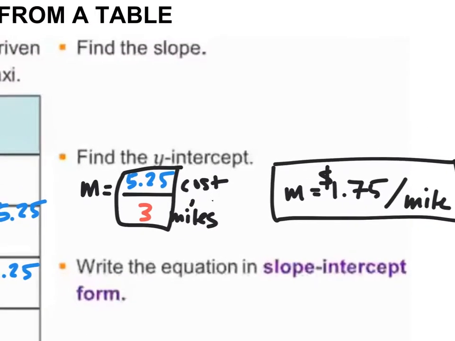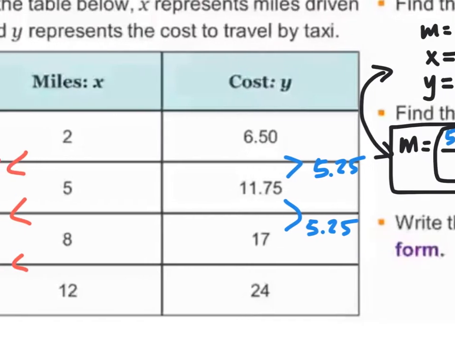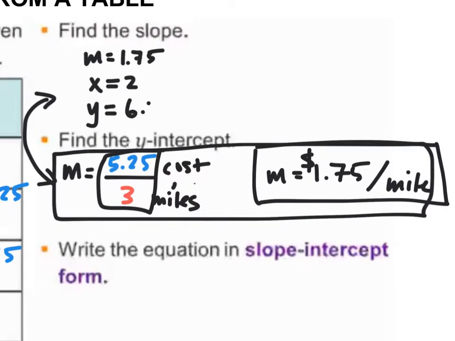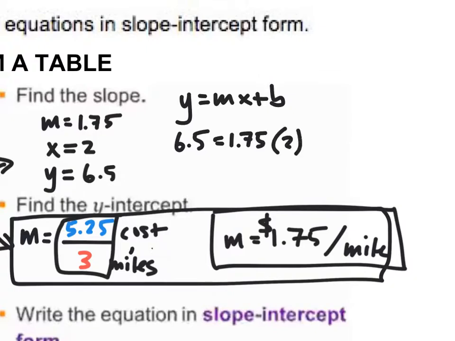Oh man, I wrote this part down in the wrong place, so I'm going to do my y-intercept up here. I'm going to use my slope, m equals 1.75, and the point where x equals 2 and y is equal to 6.5 to find our y-intercept. I'm just doing the algebra that we learned last section. So y is equal to mx plus b, and we put 6.5 is equal to 1.75 times 2 plus b.